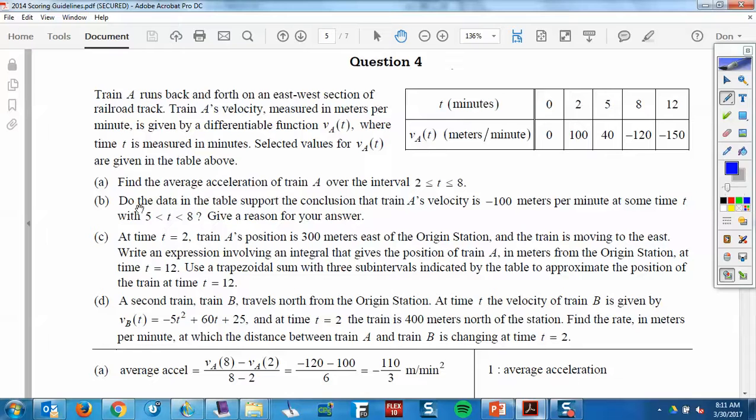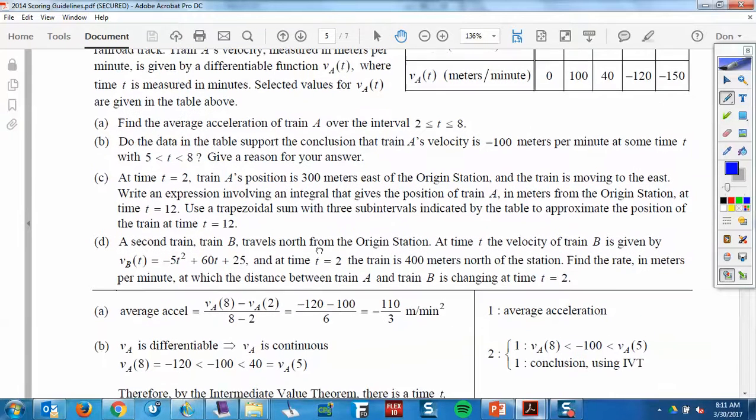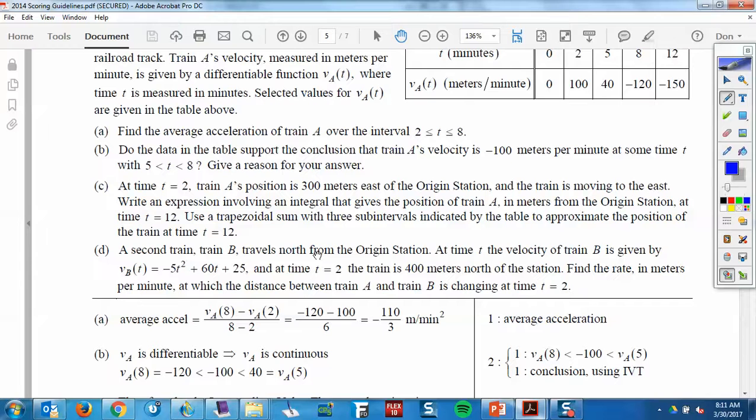All right, what about B? Does the data in the table support the conclusion that the velocity is negative 100 meters per minute sometime between 5 and 8? Yes. What do you state to help you with that? The intermediate value theorem, IVT, right?